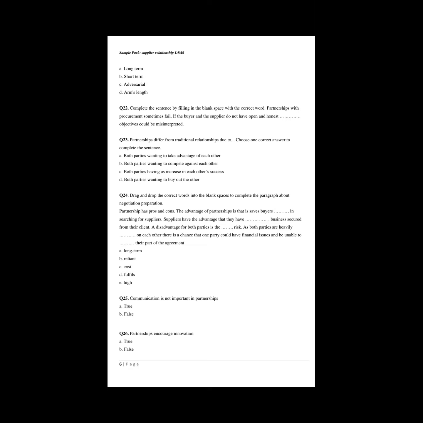In partnership there is no competition, it's rather collaboration. Both parties want to take advantage of it. It's not a win-lose relationship, it's rather a win-win relationship. It's not a transactional relationship. Yes, the transactional relationship describes the three that we have: transactional relationship and adversarial relationship.